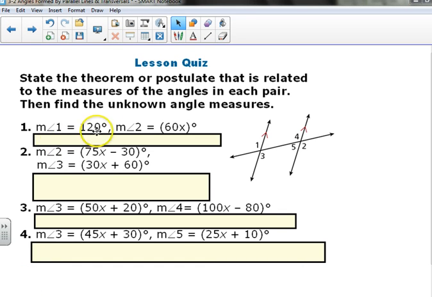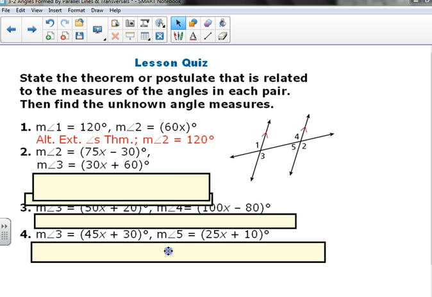Okay, for number 1 then, what can we say about angle 1 and angle 2? Okay, Michael? Good, alternate exterior. And so we know they're congruent, right? So what is x? Good job. And angle 2 and angle 3. Andrew, what can we say about those two? Corresponding angles. And so what can we do with this information?